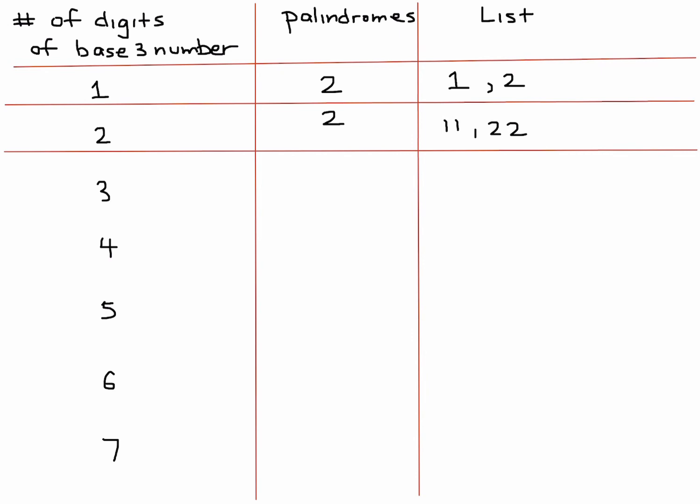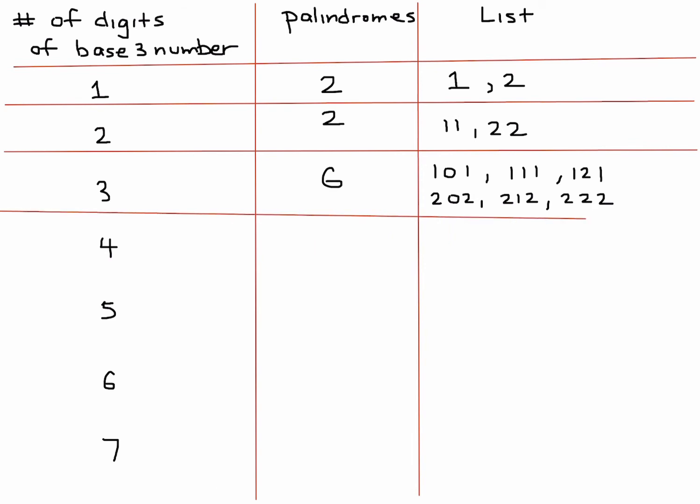How about 3 digits for my base 3 representation? Okay, a palindrome would be 101, 111, 121, 202, 212, and 222. These will be palindromes, so 6 of those. Okay, things will get complicated very quickly here now. The first few were relatively easy.